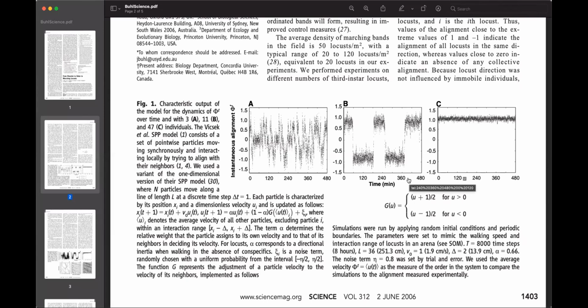Is it clear to everyone what an annular arena would look like? Not clear? Okay, maybe I'll just draw it.